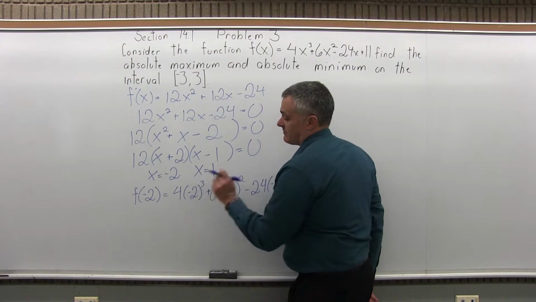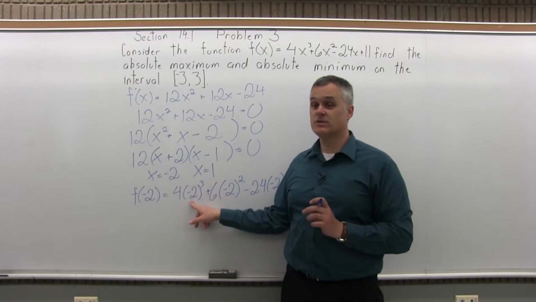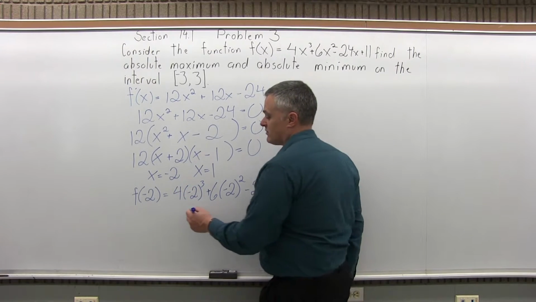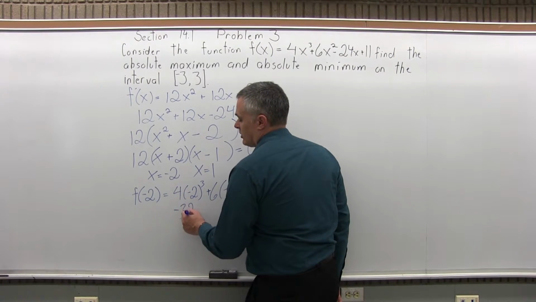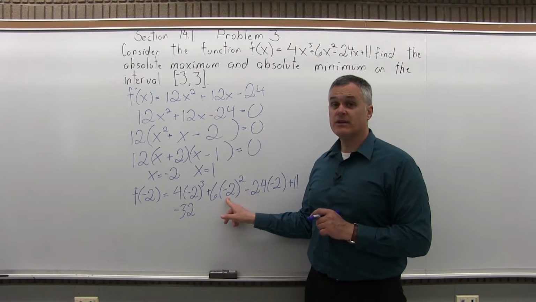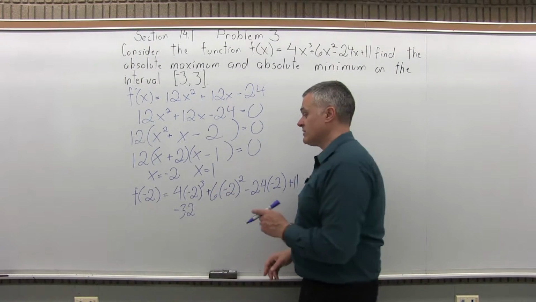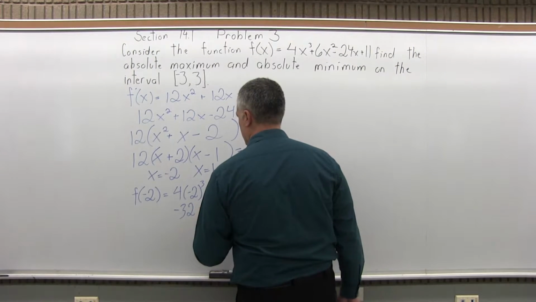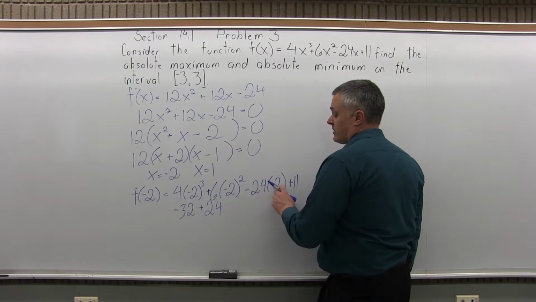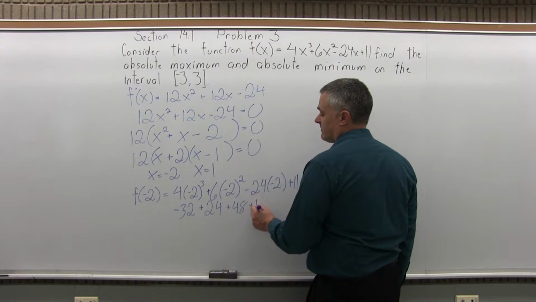So let's do the math for that. First, we start with negative 2 cubed. Negative 2 times negative 2 times negative 2 is minus 8. Times the 4 in front, negative 8 times 4 is negative 32. The next piece, negative 2 squared. Negative 2 times negative 2 is positive 4, times the positive 6 that's in front. Positive 4 times positive 6 is positive 24. And then negative 24 times negative 2 is positive 48. And then I have plus 11.